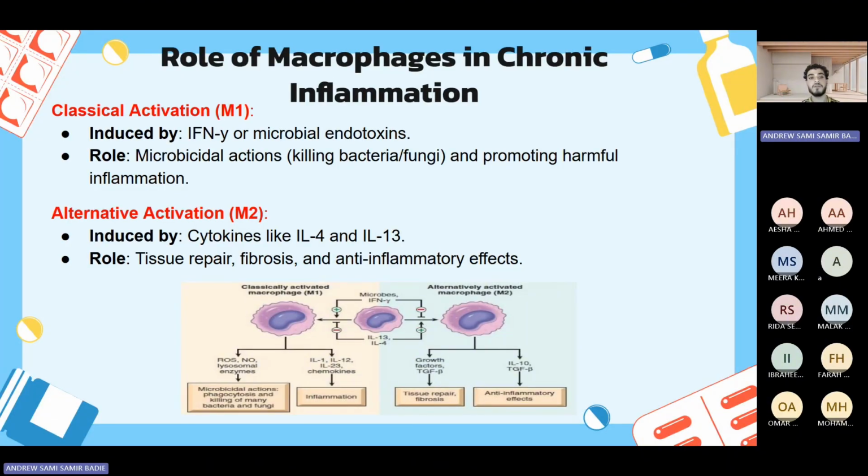Now, on the other hand, we have M2, which is stimulated by interleukin 13 and interleukin 4. Think of M2 as what happens after the storm, after the inflammation. So think about tissue repair, fibrosis, anti-inflammation. Your body got rid of the stimulus or injury, and it's trying to repair itself. So this is what M2 does.